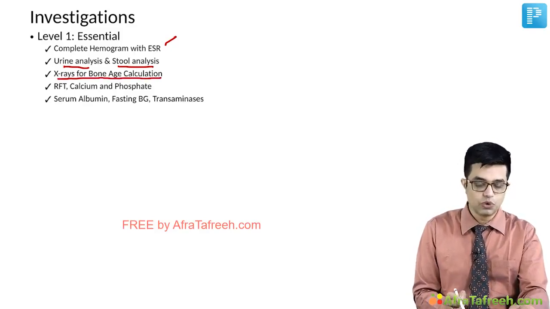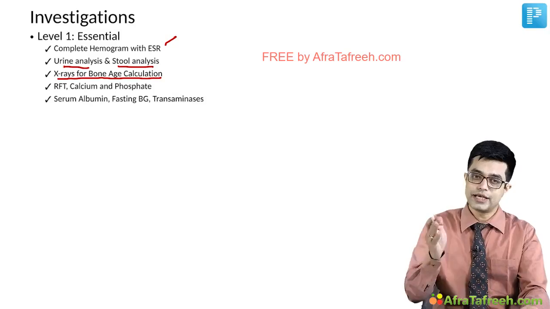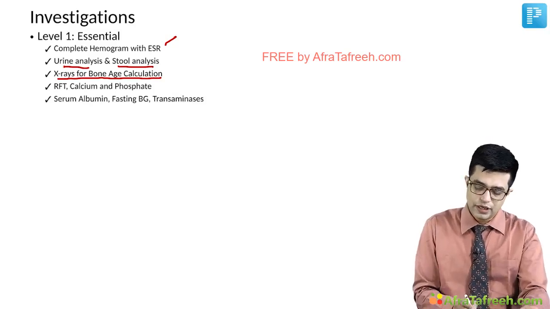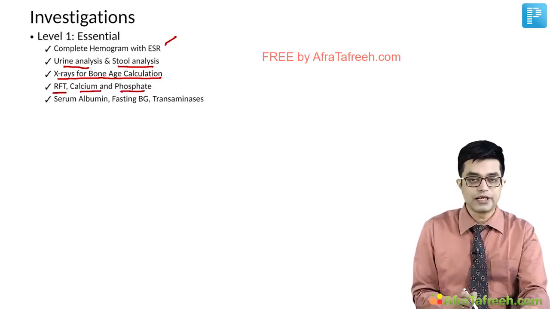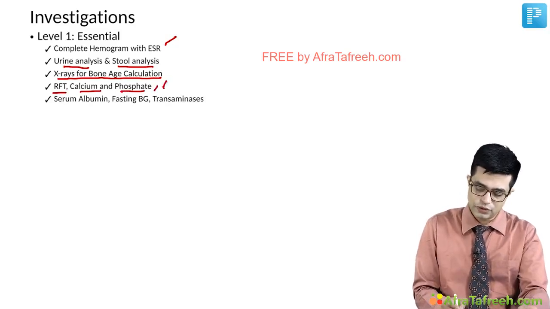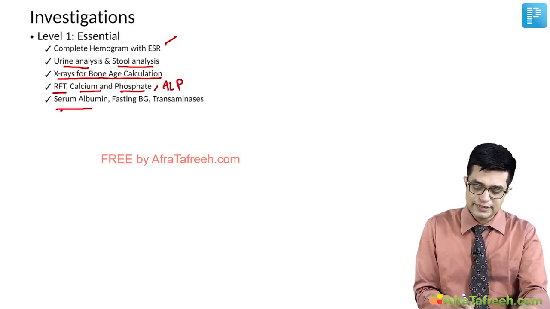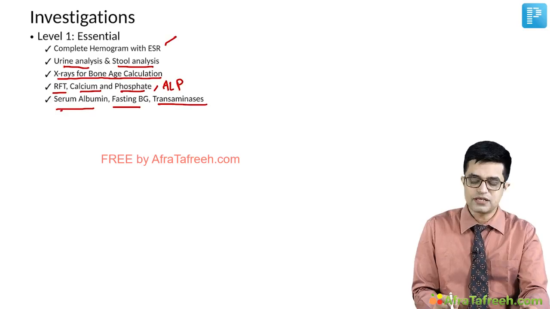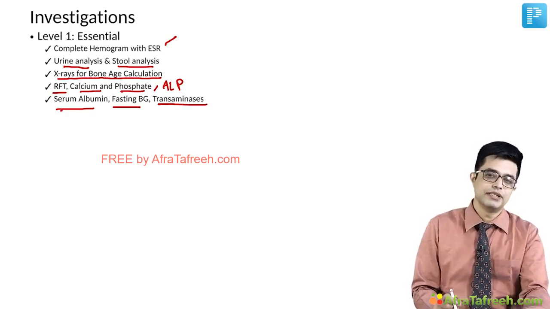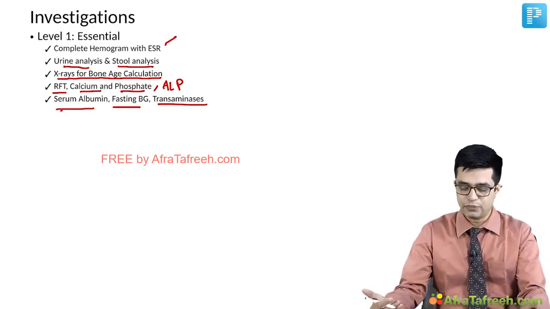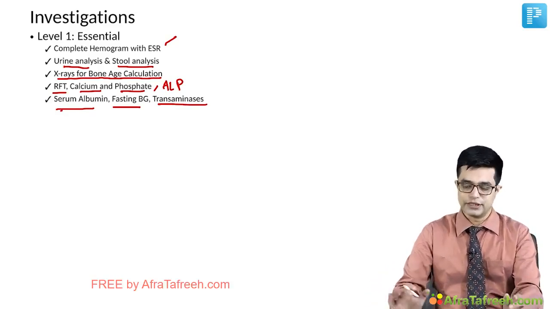X-ray has to be done for bone age calculation. I've told you that bone age has to be calculated in all children. Renal function test, calcium and phosphate level. Sometimes alkaline phosphatase is also included in it. And finally, serum albumin, fasting blood glucose and transaminases to look for any liver disease or chronic disease we will perform. So this is the level 1 investigation.